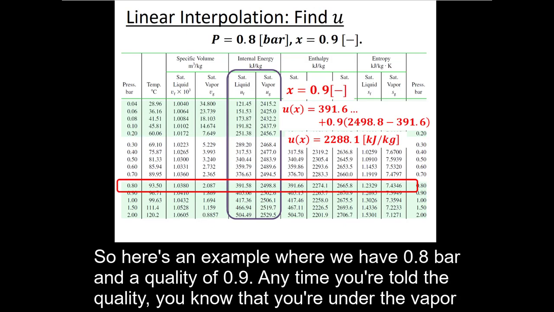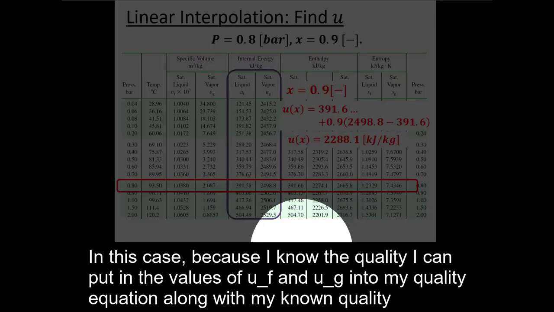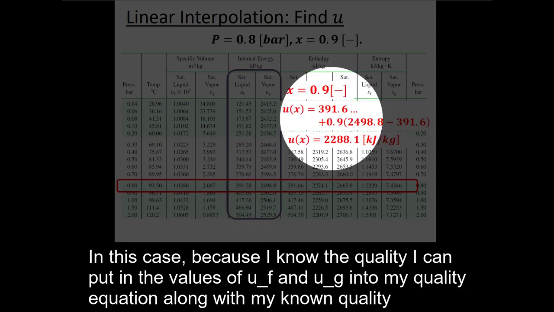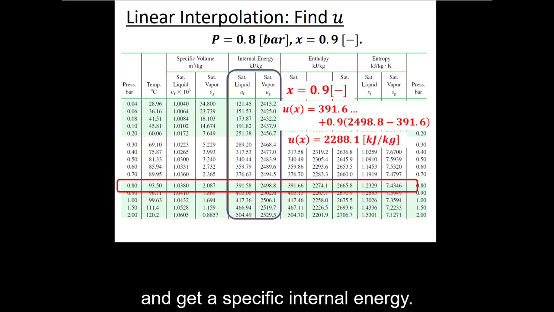So here's an example where we have 0.8 bar and a quality of 0.9. Anytime you're told the quality, you know that you're under the vapor dome. In this case, because I know the quality, I can put in the values of UF and UG into my quality equation, along with my known quality, and get a specific internal energy.